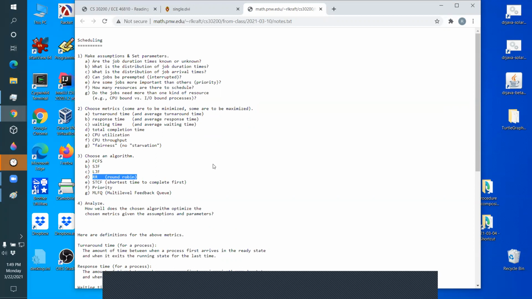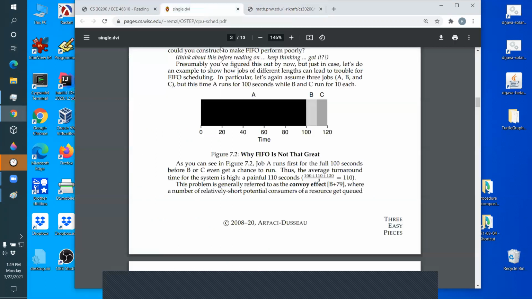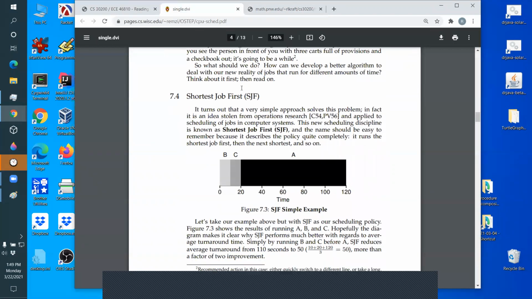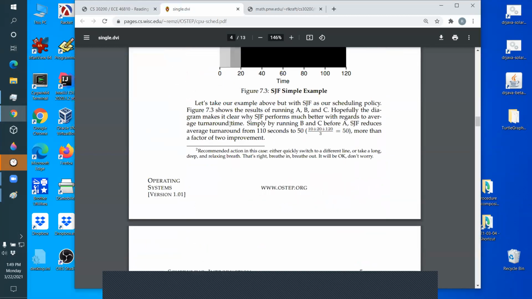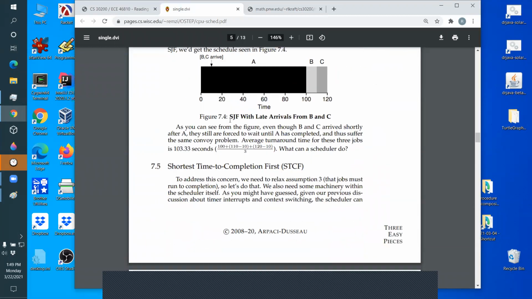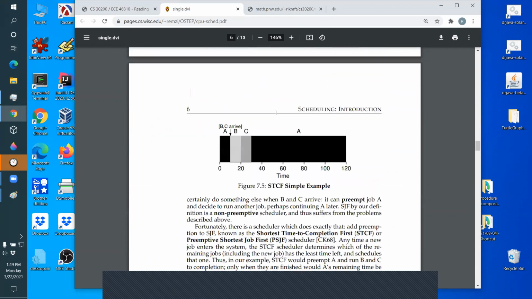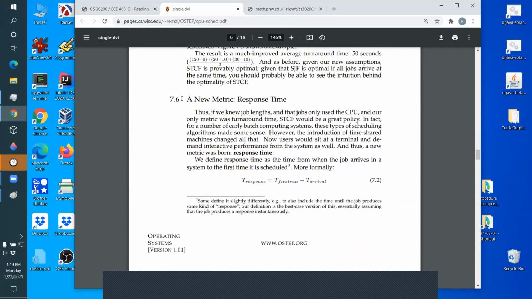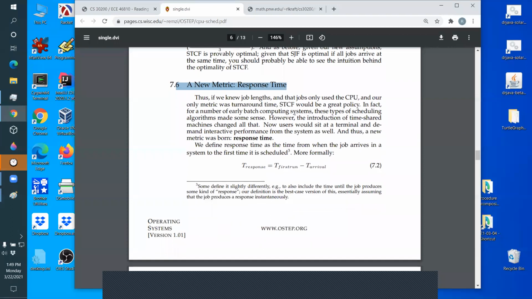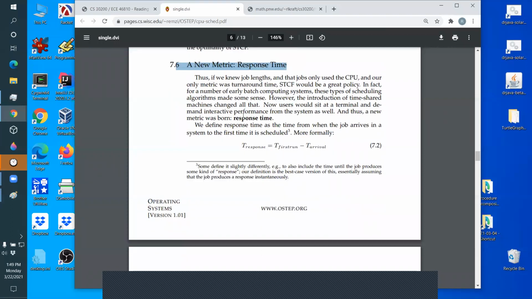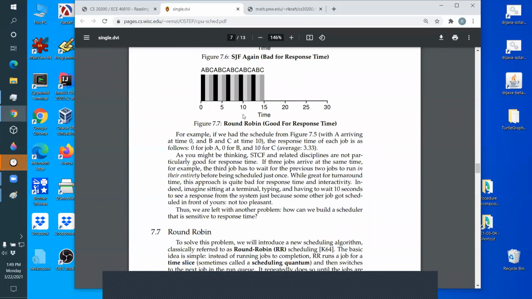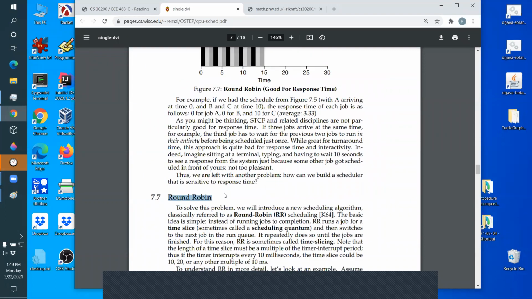So we'll do more examples on Wednesday like we've just been doing. We've done examples up through shortest job first, or shortest time to completion first. Then we want to introduce a new metric. So we're up to here, 7.6. On Wednesday, we'll introduce response time and see that what we need to do is switch to this algorithm here, which will give us good response time.